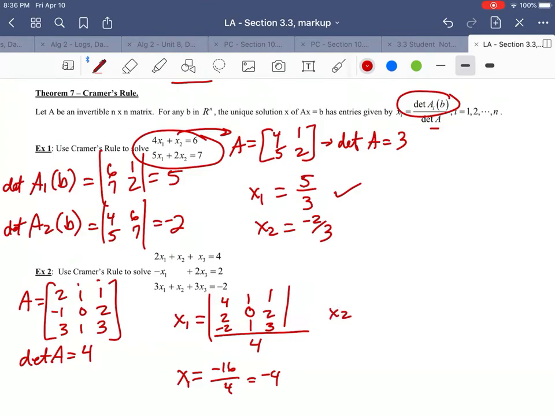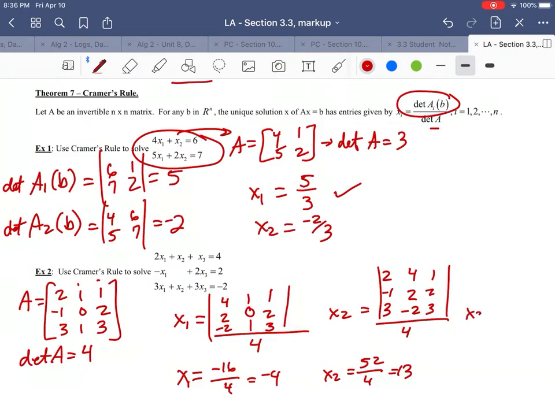For x2, I would replace the second column with 4, 2, negative 2, and the rest would stay the same, 2, negative 1, 3, and 1, 2, 3. And then the bottom is still 4. So for x2, that determinant comes out to 52, and then 4 on the bottom, so I get 13.